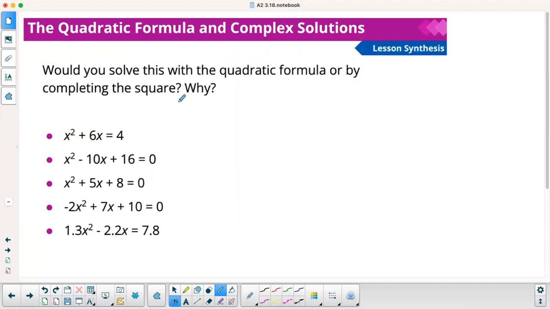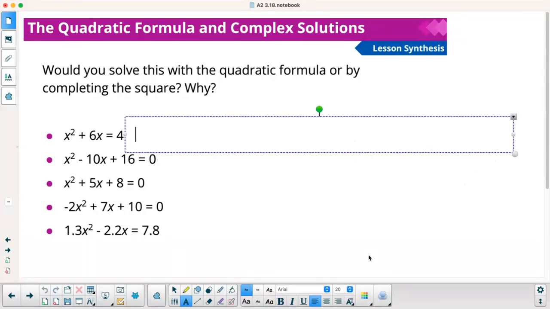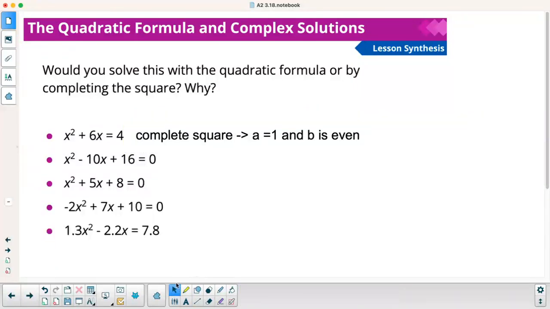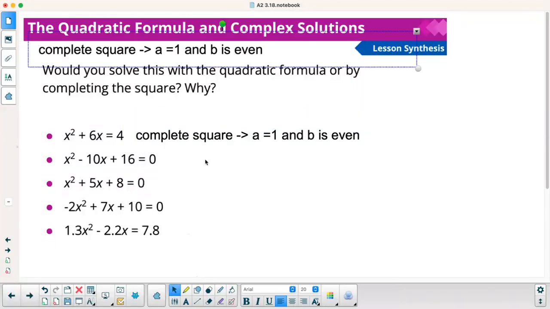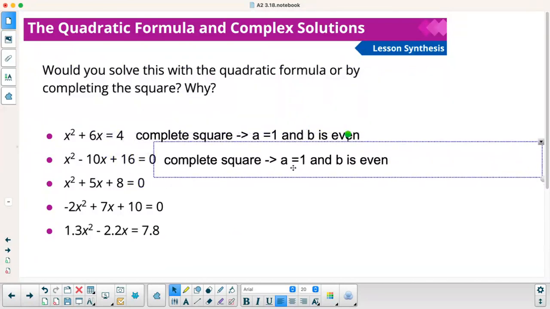All right. So quadratic formula or completing the square, and why? This one I would complete the square, I would say, because a equals 1 and b is even. Okay. Same thing for the next one. I would say the same reason. Complete the square. B is even, a is 1.